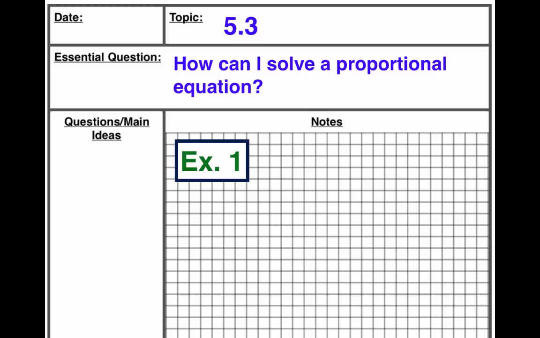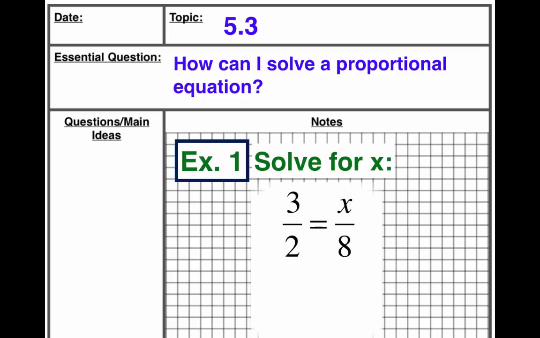What do we know about proportions? Proportions are two equal fractions. So here is our situation. We are going to solve for x with two equal fractions. 3 over 2 equals x over 8. 3 halves equals x over 8.